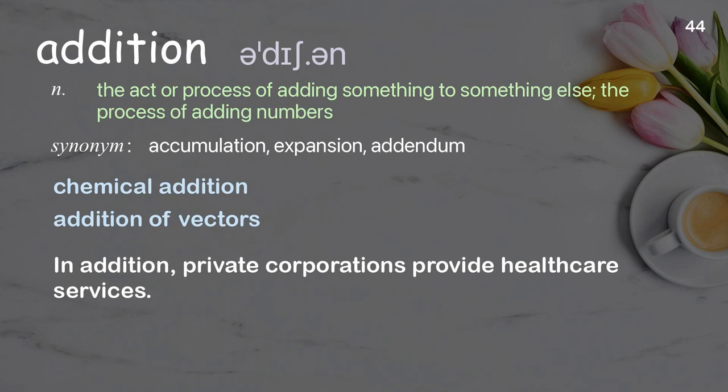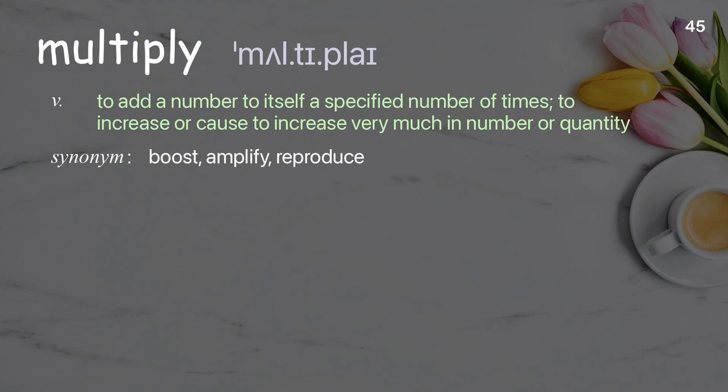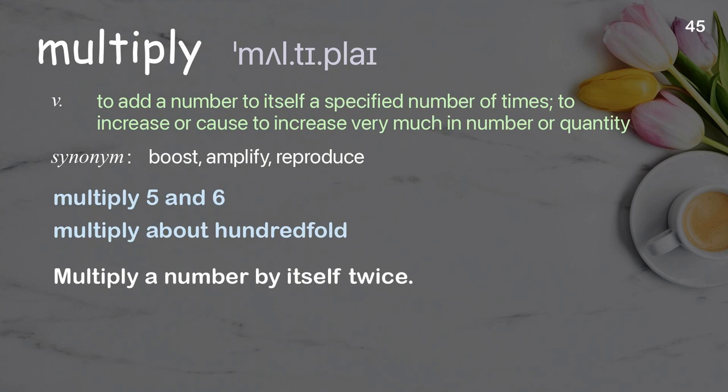Multiply. To add a number to itself a specified number of times, to increase or cause to increase very much in number or quantity. Examples: Multiply 5 and 6. Multiply about hundredfold. Multiply a number by itself twice.